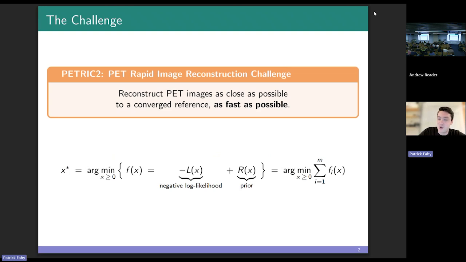Okay, so quick introductory slide, what the challenge is. I guess we've seen this a few times now. Like Hoxing, I also like minimizing things, so I've just written things like this. We have this data fit term and this regularizer. We just want to minimize this as fast as possible.